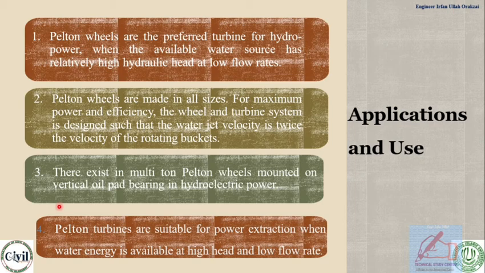The maximum efficiency of this turbine is at the speed of the turbine that is half of the speed of the water jet. Means if the speed of the water jet is 100, you design the turbine such that the speed of turbine revolving is 50. So this will give you the maximum efficiency of the turbine.